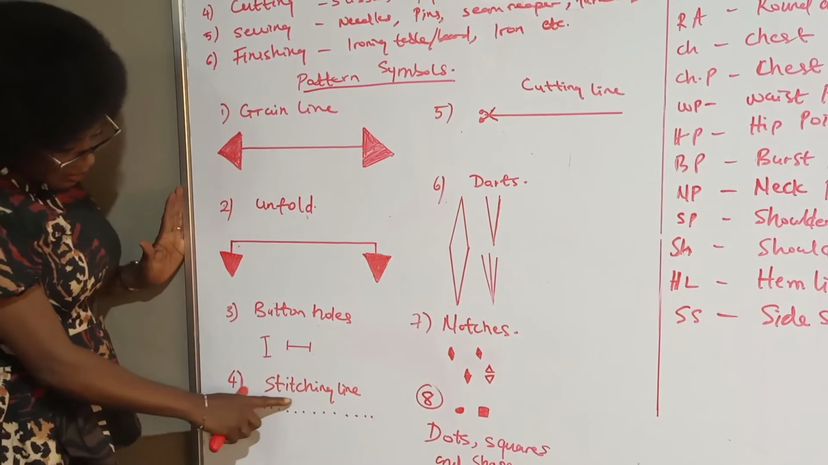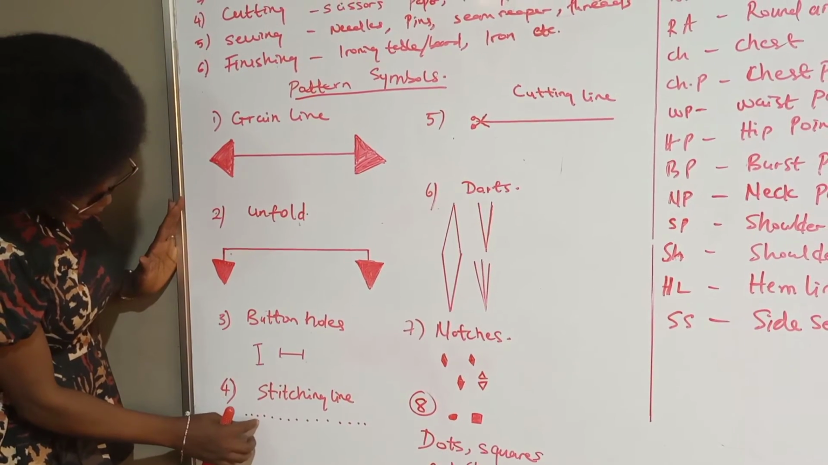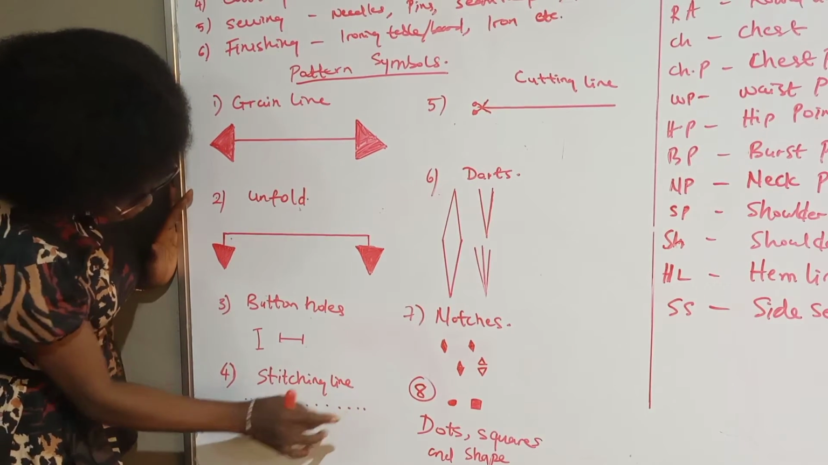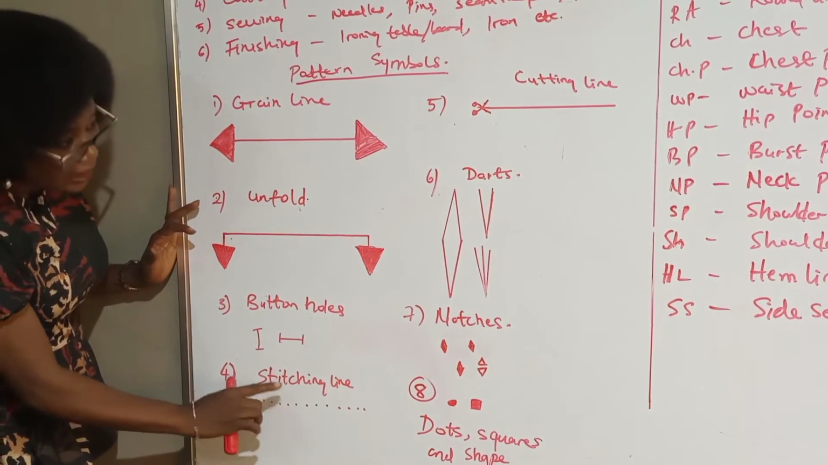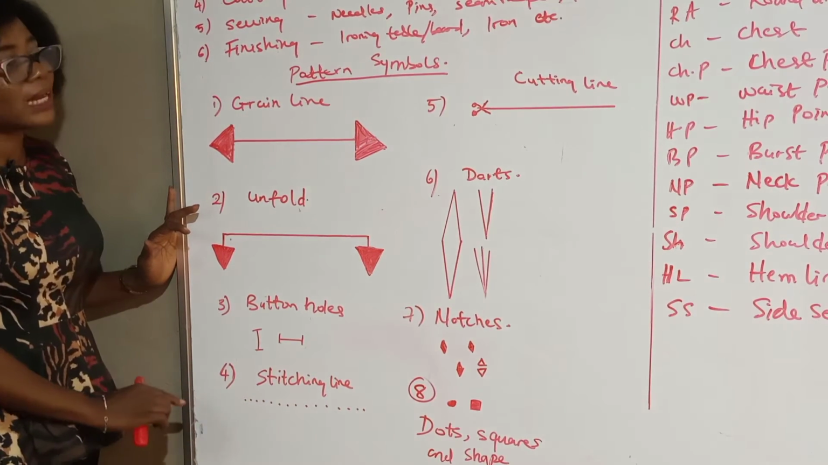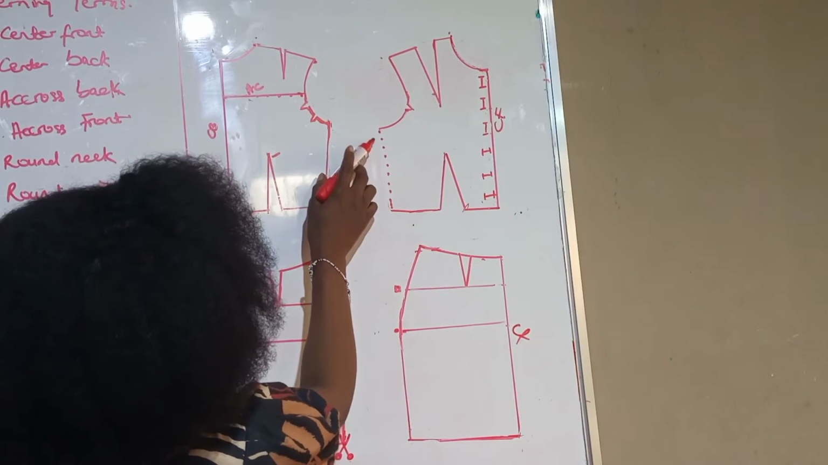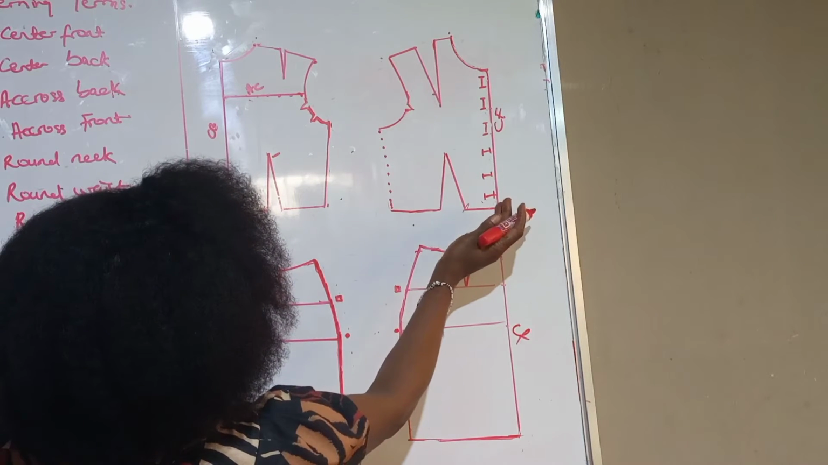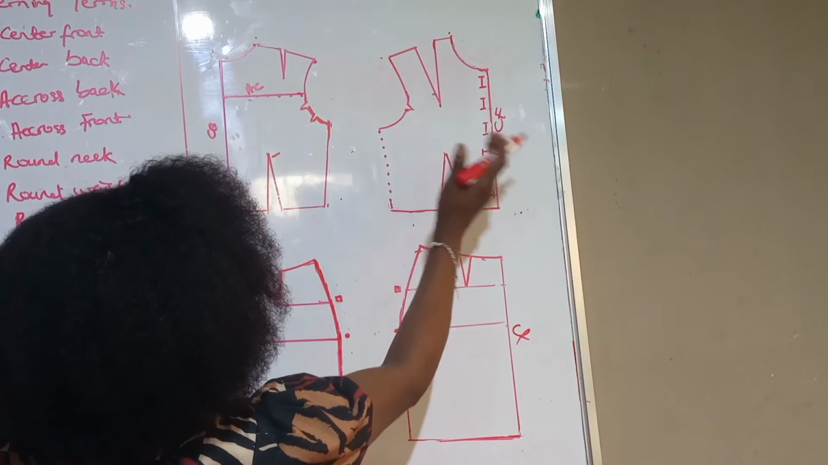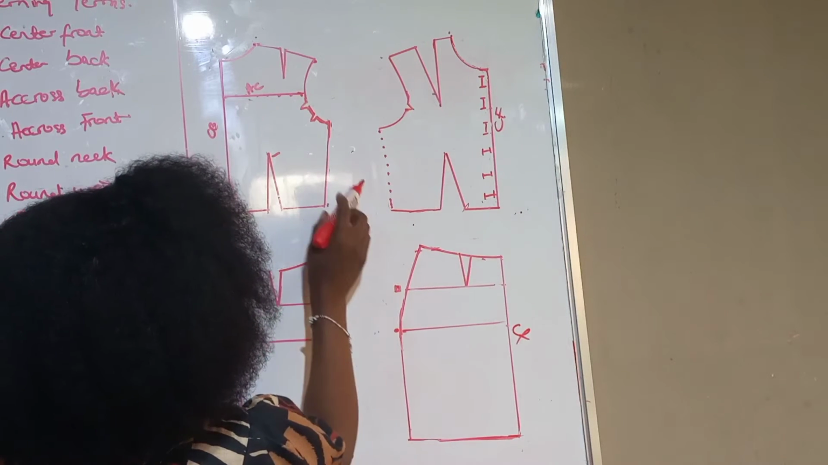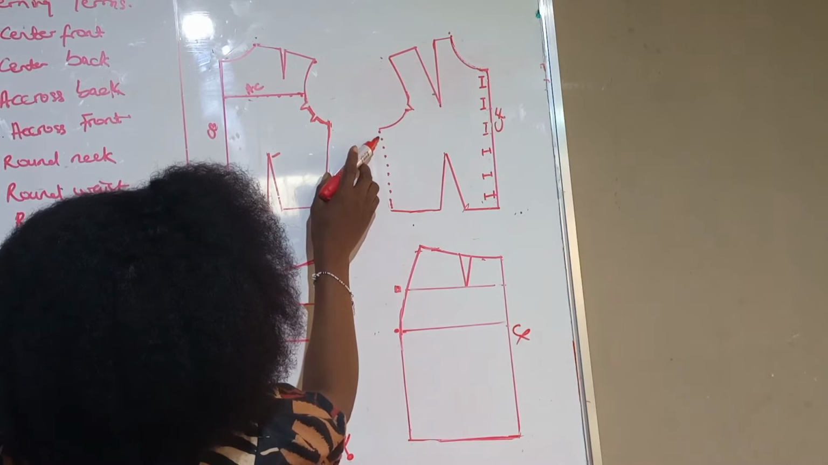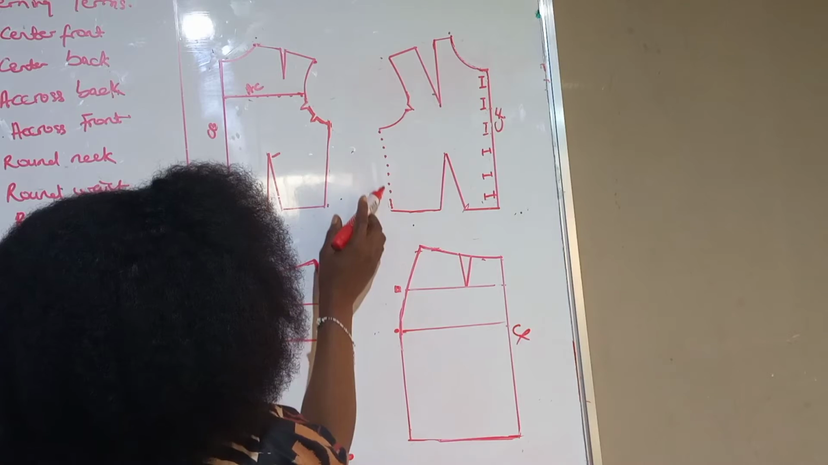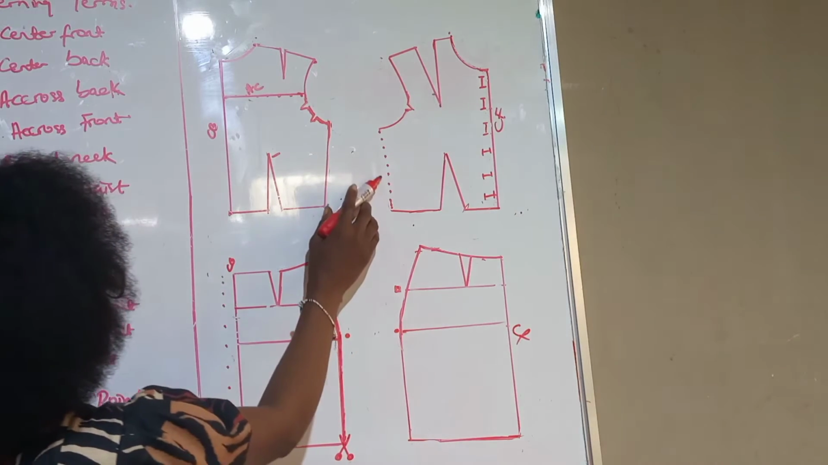Then the stitching line. When you see these broken lines, represented with dots, dots, dots, it represents the stitching line. It means you are going to sew along that line. This is the broken line. Probably after placing your fabric on fold and cutting it, you now want to stitch it. So this dotted line represents the line on which you are going to sew. So that is the essence of that symbol.